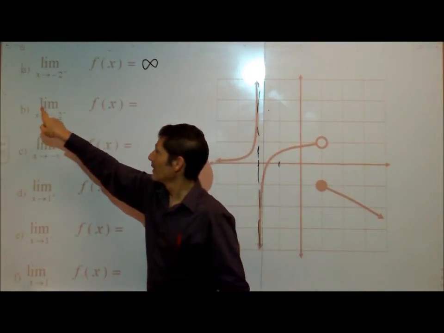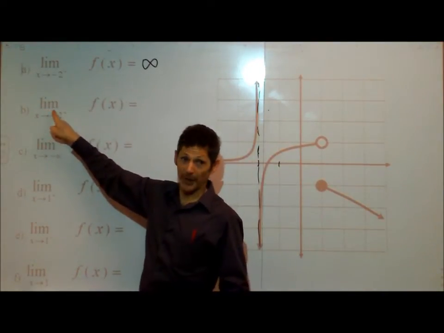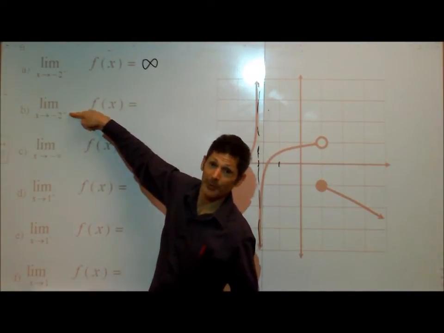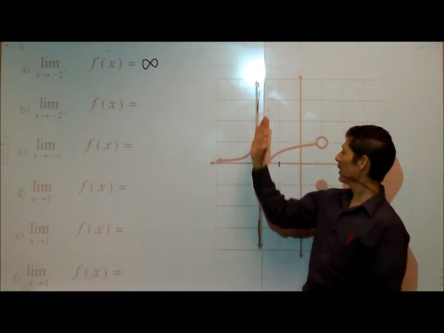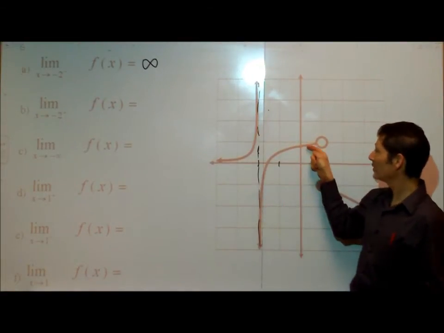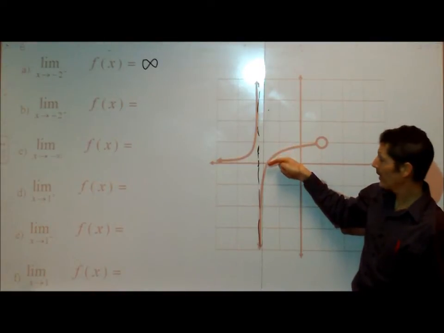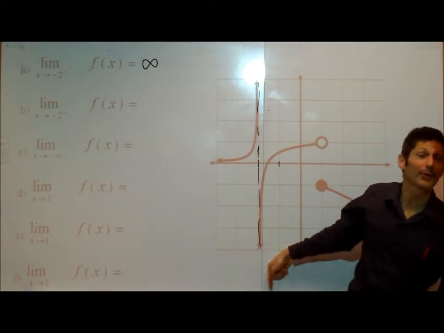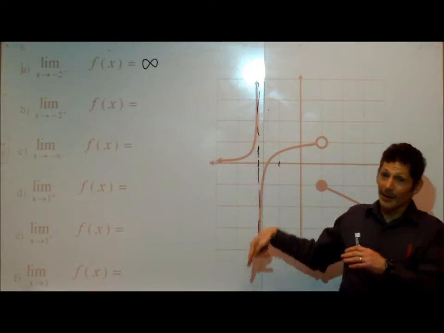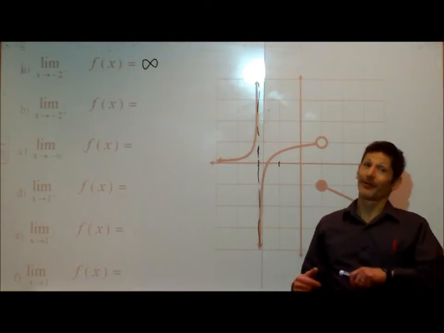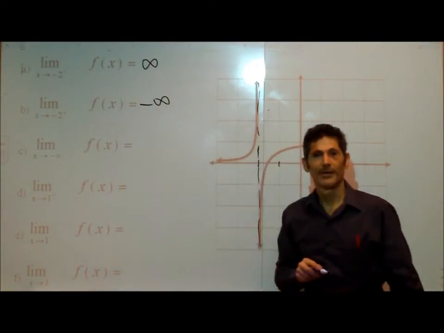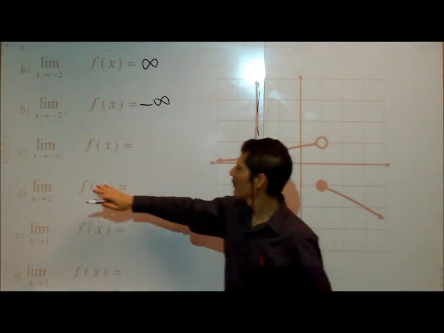The next one says, I'm trying to find the limit as x approaches -2. What do you think that little plus means? From the positive side. So here I'm trying to get to the x value -2, coming from the positive side, and getting to that line. What's happening to my function value, my y value, Kevin? Negative infinity, right? Does that work? Okay, let's do a couple more.